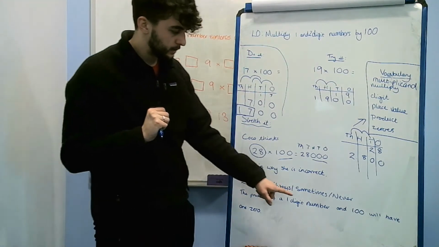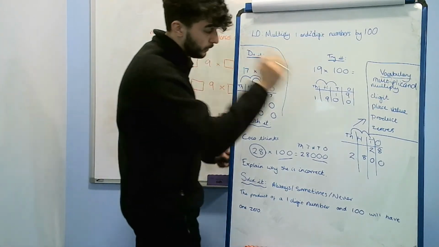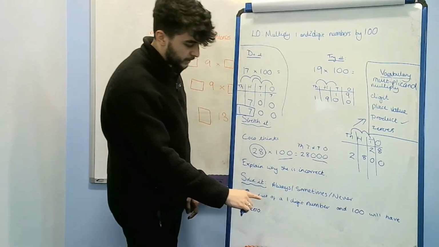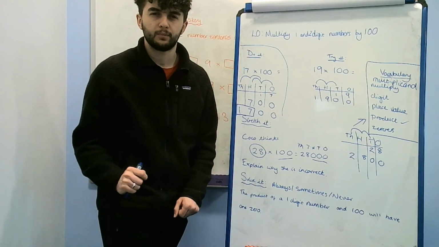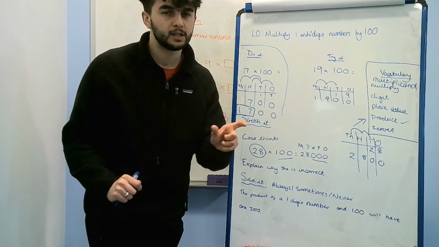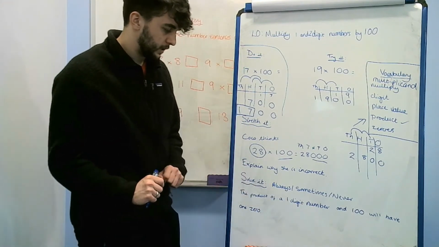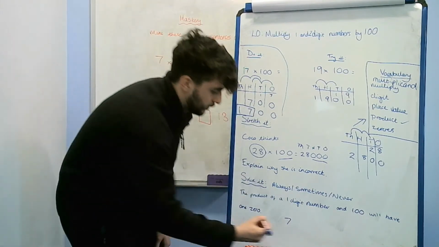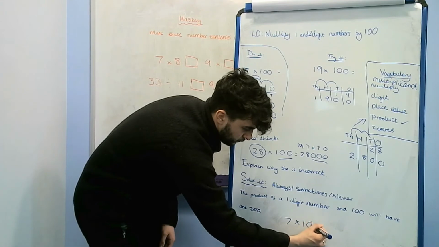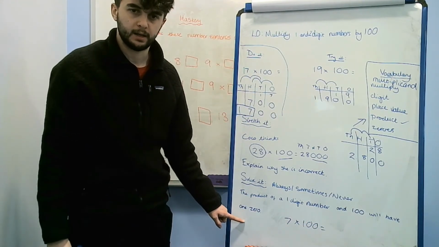Solve it, always, sometimes, never. The product, remember what's a product? Oh, another word. Oh, no, I've got it in there, that's good. The product of a 1-digit number and 100 will have a 1 0. Product is the answer you get when you multiply 2 numbers. So the product of a 1-digit number and 100 will have 1 0 in the answer.